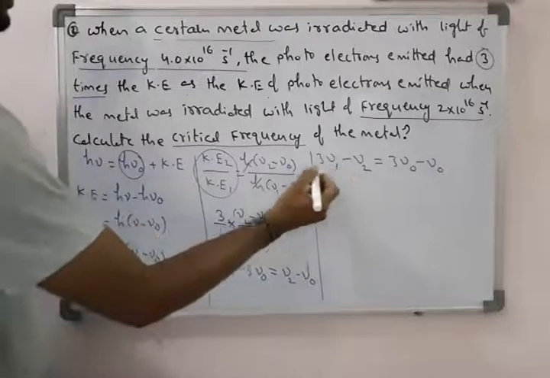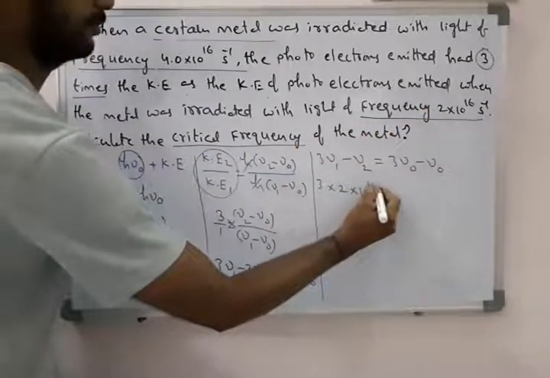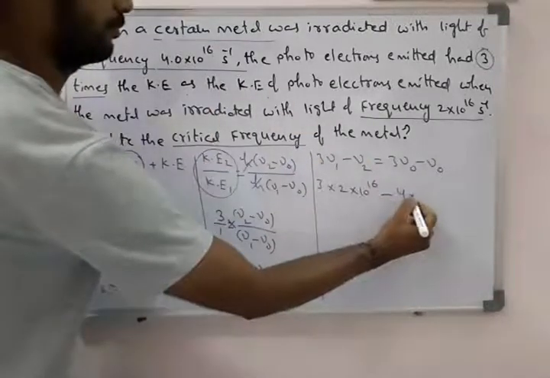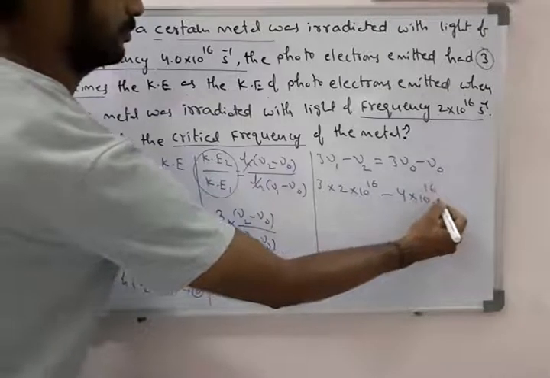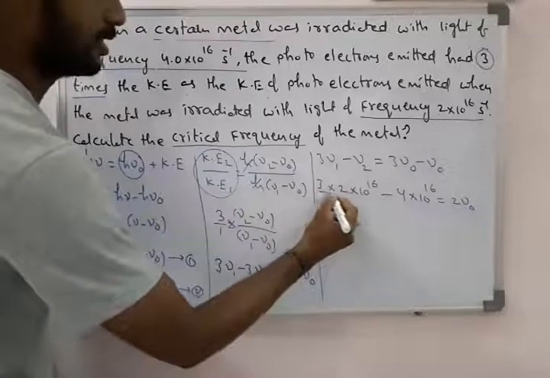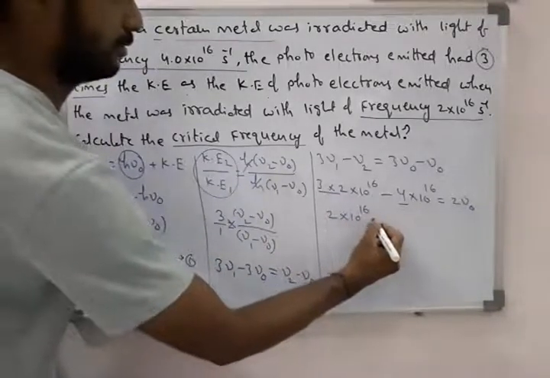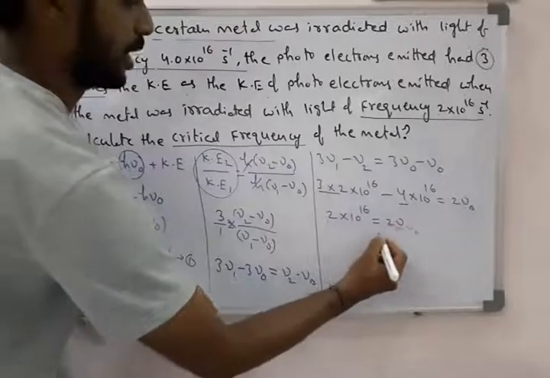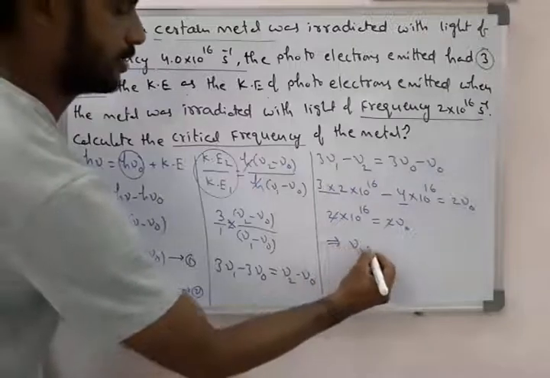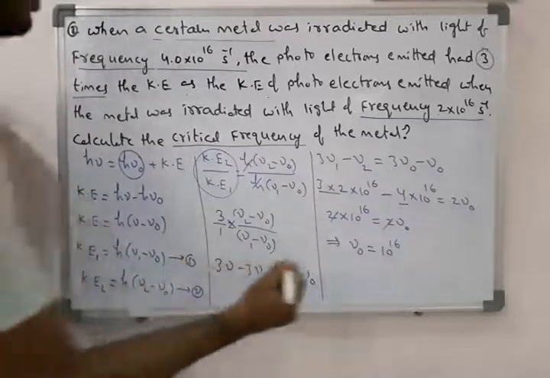What is the nu 1 value? This is for the first experiment. So what is the nu 2? 3 nu naught, 2 nu naught is 2. Here 6 and 4 we will get 16 equal to 2 nu naught. Cancel. So finally you got the threshold frequency, the critical frequency, is 10 power 16.